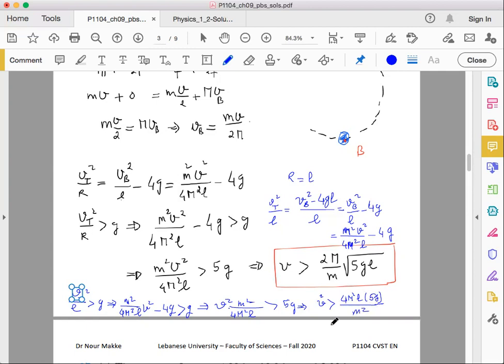And if you just take the square root here, you end up with V should be greater than, so we end up here with 2 times 2. So we end up with 2M over small m multiplied by the square root of 5 times G times L. And this is what we get over here. So this is the solution. And of course, the minimum value would correspond to this value, which is on the left-hand side of the equation or right-hand side of the equation.